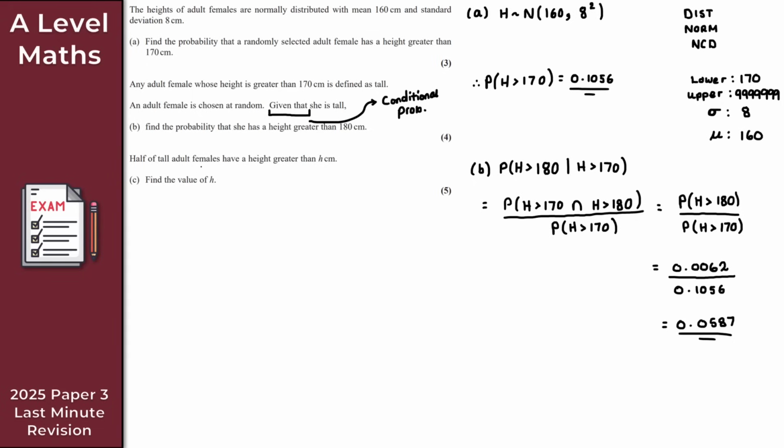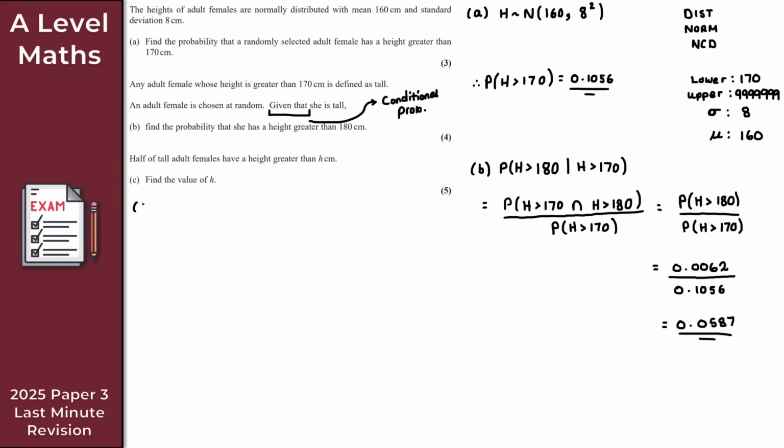And then finally, for the very last part of this question here, we have part C. So what we're told here then is half of tall adult females have a height greater than H centimeters. What we want to do here then is find the value of H. So again, we're using conditional probability here.